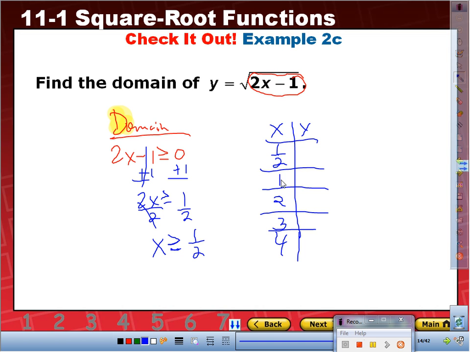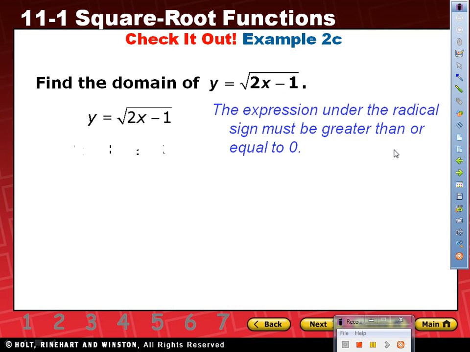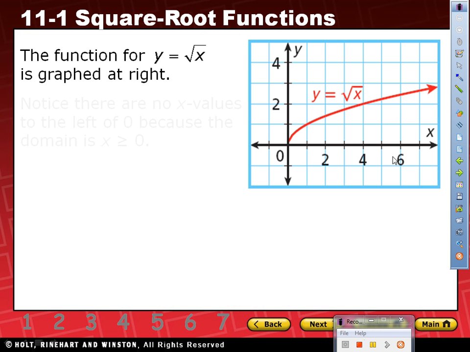Okay, now, the only thing that we have left is to graph one of these. Now we know all the process, how to find the domain, how to build our table. So now let's graph one. Copy this one down. Example 2. Oh, and by the way, everybody look up before we graph. Our graph should look like this.